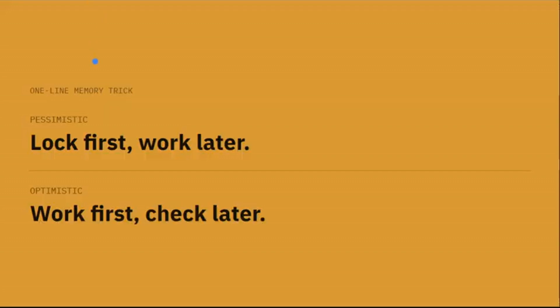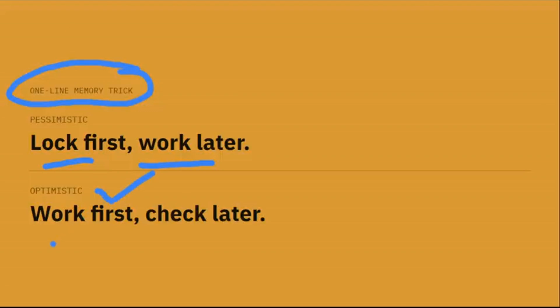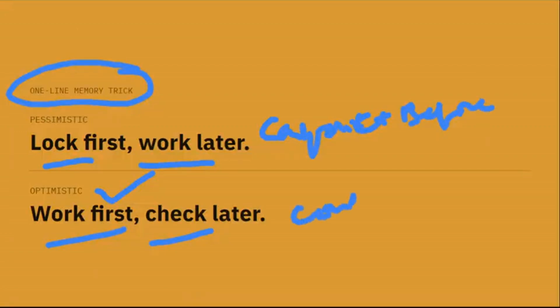If you want to remember, one line memory trick: pessimistic is basically lock first, work later. Optimistic is basically work first, check later. Pessimistic knows about the conflict beforehand, while optimistic finds it after. This is the fundamental difference. You can remember it as lock first, work later, and work first, check later. So this is the difference between pessimistic and optimistic locking.